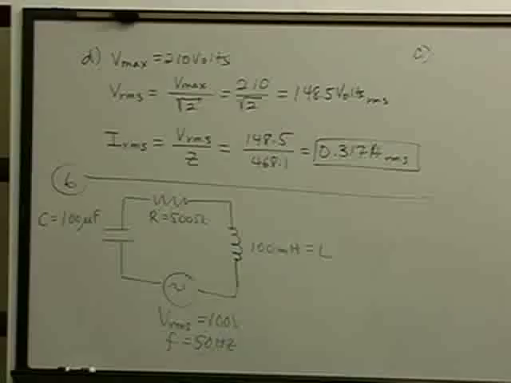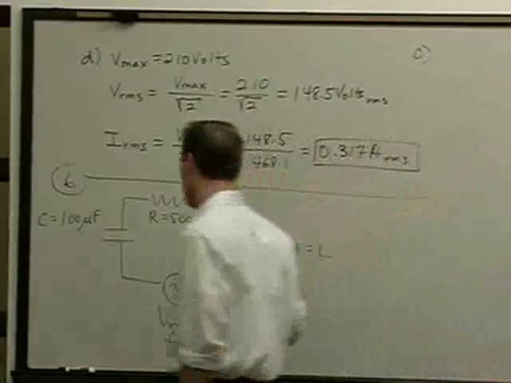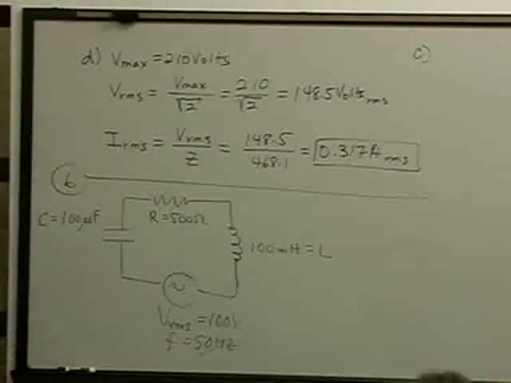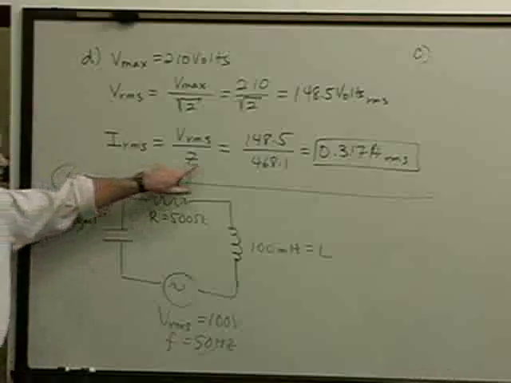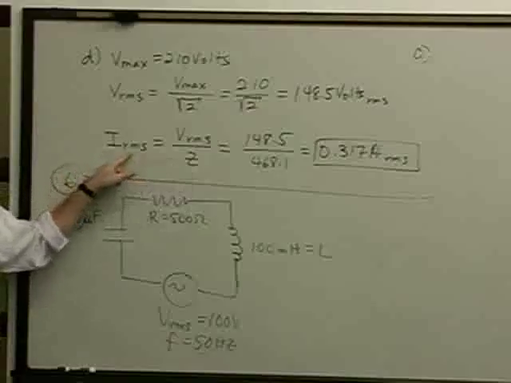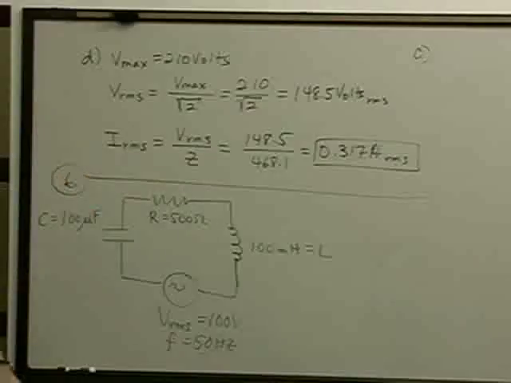First question is, what's the RMS current in this circuit? We know the RMS voltage. That's given already. So if I knew the impedance, then I could find the RMS current. So I need to find the impedance. In other words, I have to do everything I did in the last problem for part A on this one.